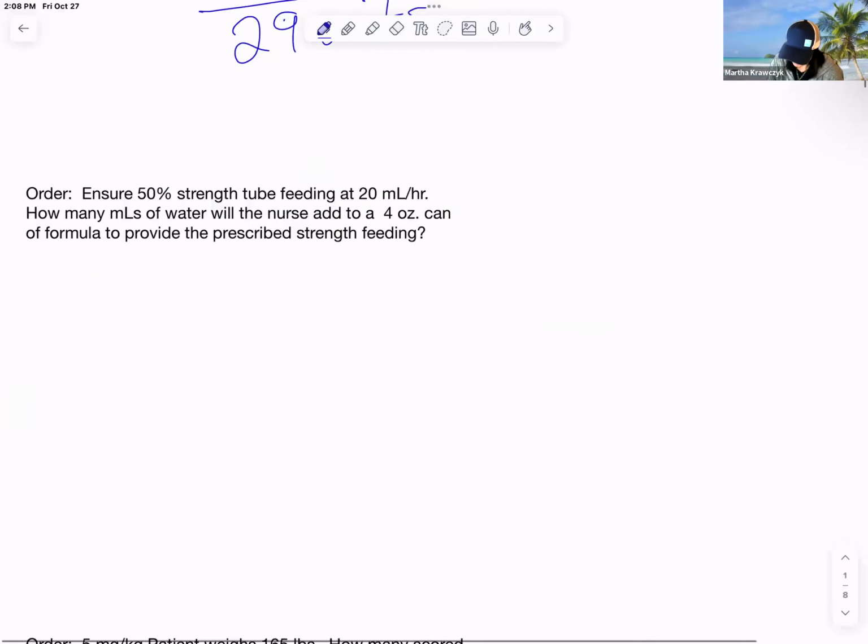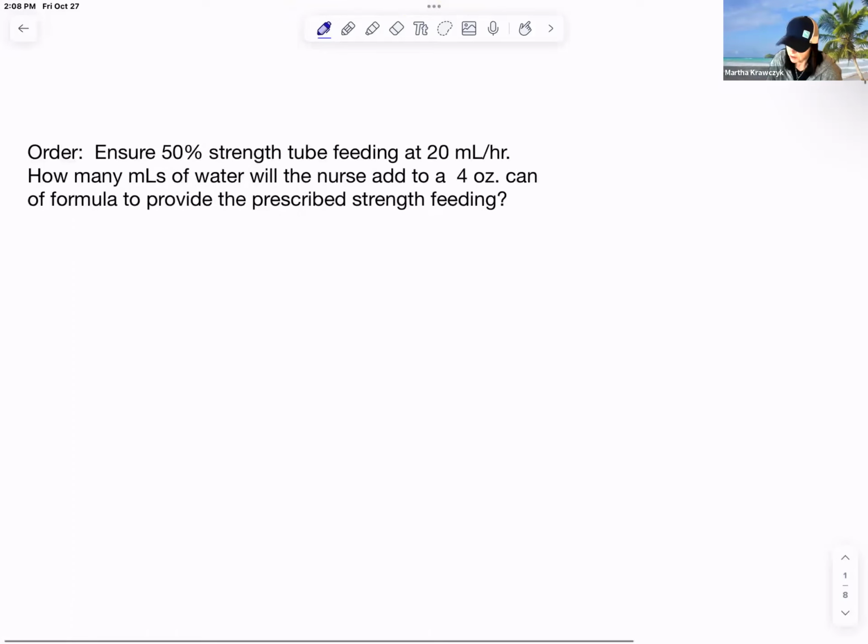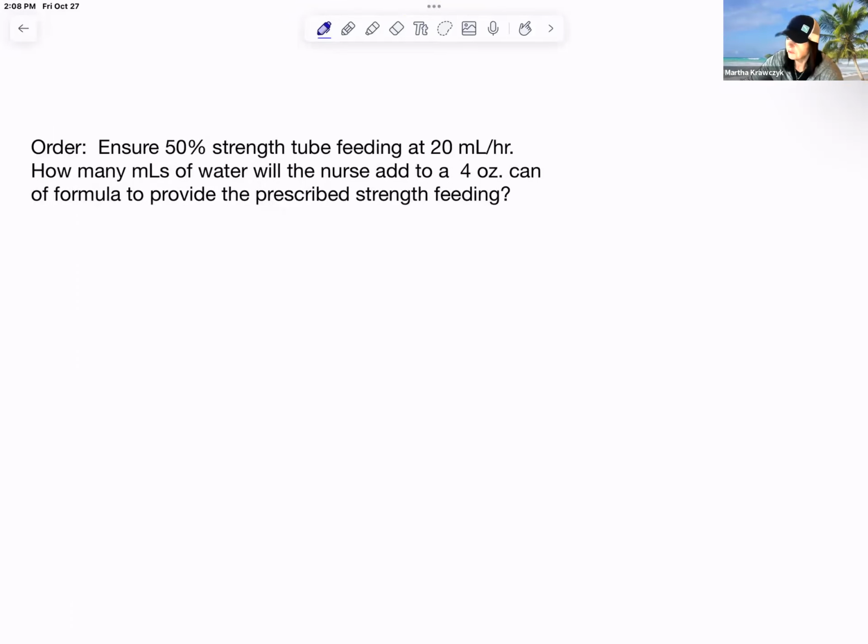So here's another type that you may come across. So I'm going to give you a minute to solve, and you can, again, type it into the chat. All right. So this is a feeding question. So you have to read your questions to know what it's asking you before you start overthinking everything, as nursing students tend to do. So the order says Ensure 50% strength tube feeding, and it's already running at 20 milliliters an hour. All right, but what is the question asking you?